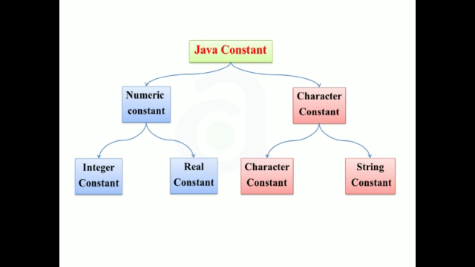Next, string constants. String constants are always enclosed within the double quotes. These are the sequence of digits or sequence of characters which are enclosed within the double quotes. This is all about the Java constants.